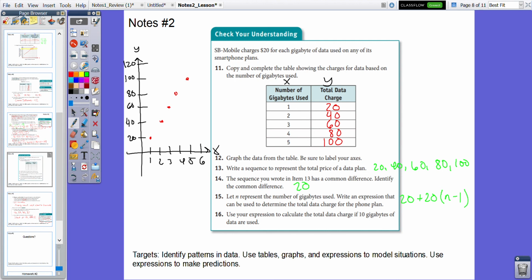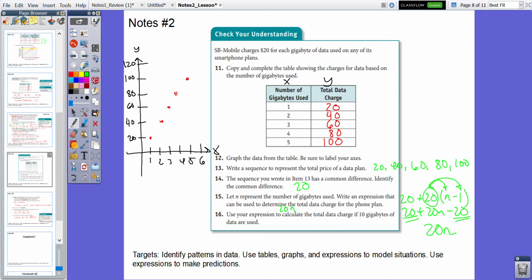Now, some of you may have written 20n to represent that. If you have either one of these, you are correct. Let me show you why. If we take this 20 here and distribute it, which means we multiply, we get 20 plus 20n minus 20. Now that we've distributed, we have to combine our like terms, which are this 20 and this 20. So 20 take away 20 is 0. That means we are left with 20n.